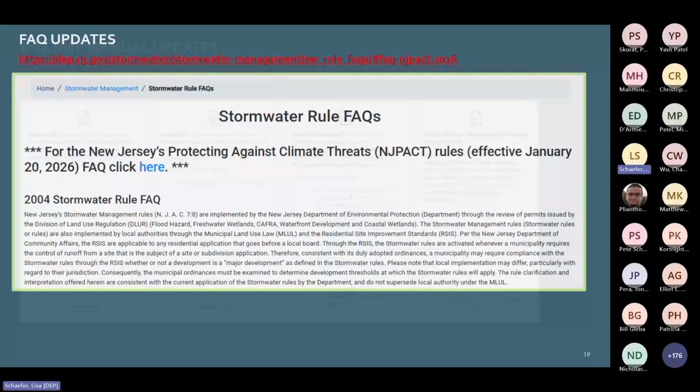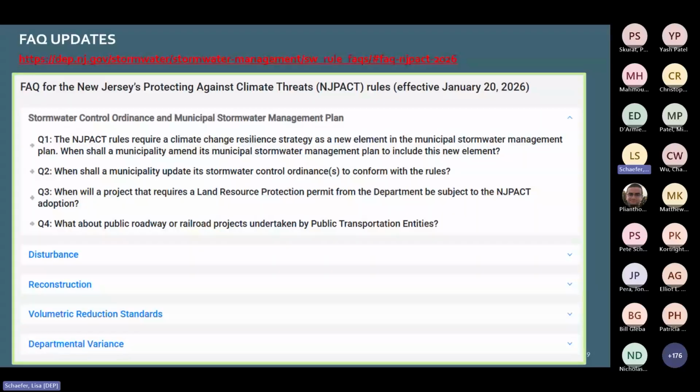The FAQs have also been updated. The new link is at the top of this slide. FAQs for older versions of the rule are near the top of the page, but to get to the 2026 rules, click on the link. Make sure you're using the correct FAQs corresponding to the rules that are applicable to your project.